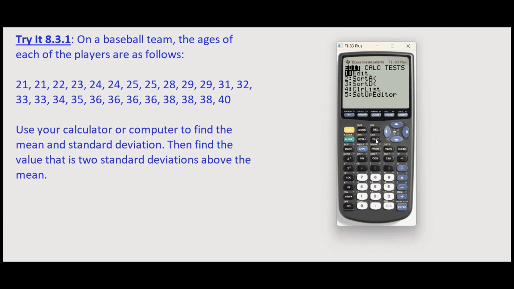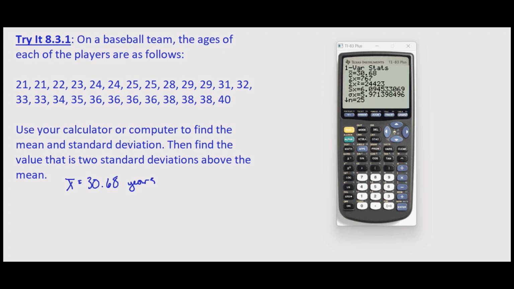Now if you click on Stat again and then go over to Calc, there's this first option that says 1-Var Stats. That's what we want. And since we're only looking at one list, we don't need to enter in anything else. Just hit enter and then hit enter again. And then that gives us all of the values that we need. If we look at the mean, that's our first option up here with the x-bar. So the mean equals 30.68 years.